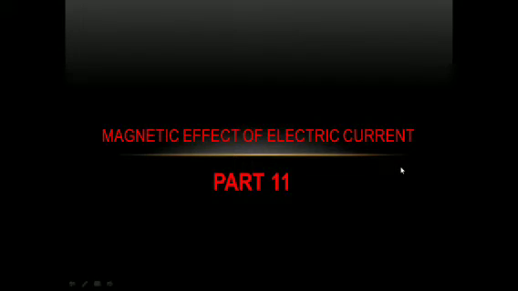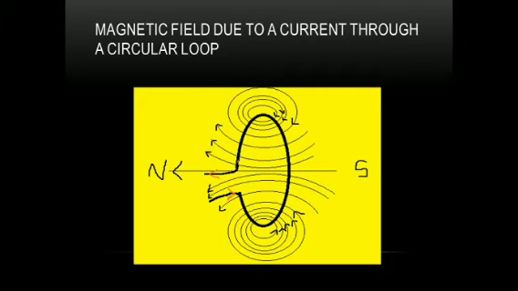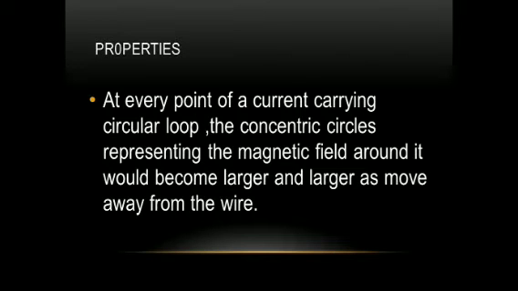Today we discussed the following points of magnetic effect of electric current, part 11. Magnetic field due to a current through a circular loop. At every point of a current carrying circular loop, the concentric circles representing the magnetic field around it would become larger and larger as we move away from the wire.